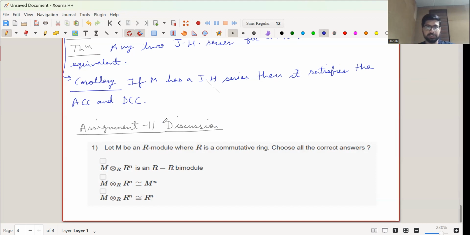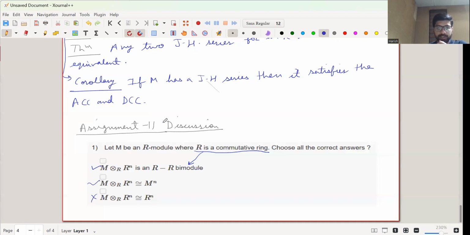So R^n is an R module and M is also an R module. So M tensor R will be an R module, and any R module can be given a structure of R module on the other side, because R is a commutative ring, which means any left module is a right module. So you can have a left R module structure as well as a right R module structure. They are just the same. In the last lecture we saw this. Okay, so this is correct.